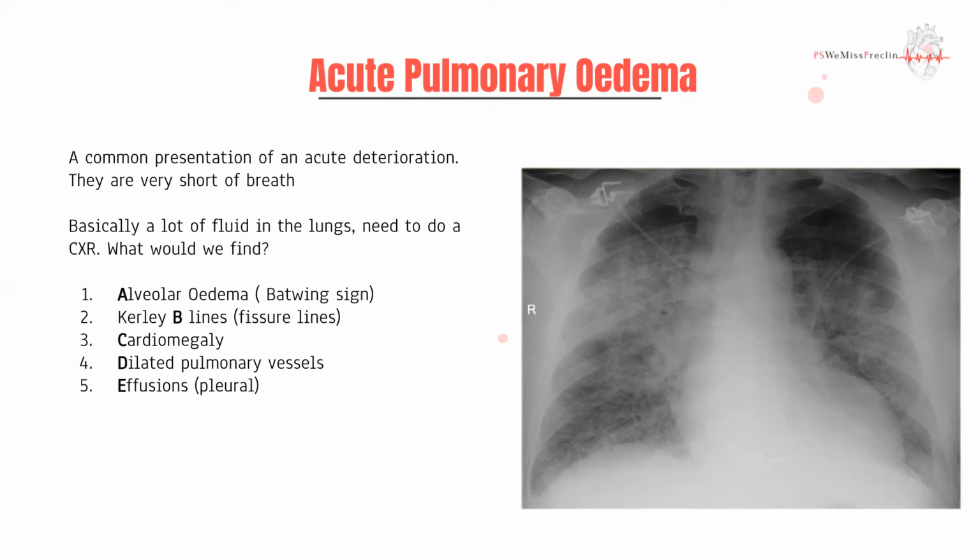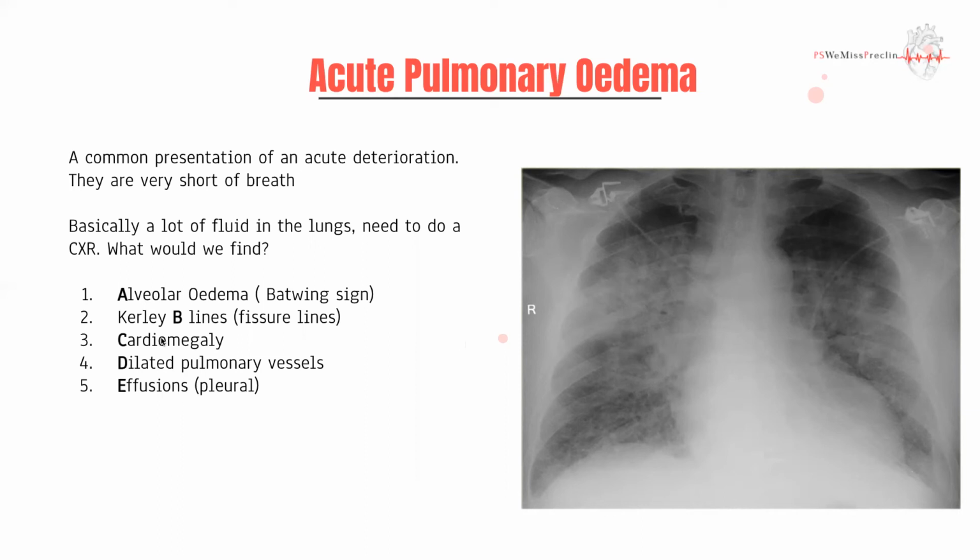Going back to APO, it's a very common presentation of heart failure, and it's why they're short of breath. Why are they short of breath? Well, because with backing up of blood into the pulmonary vasculature, because of that increased pressure, there's going to be fluid seeping into the alveoli. That's going to cause alveolar edema, and that's commonly seen as the batwing sign. As you can see, you have kind of this increased opacities in these midfield zones. That's called the batwing sign.